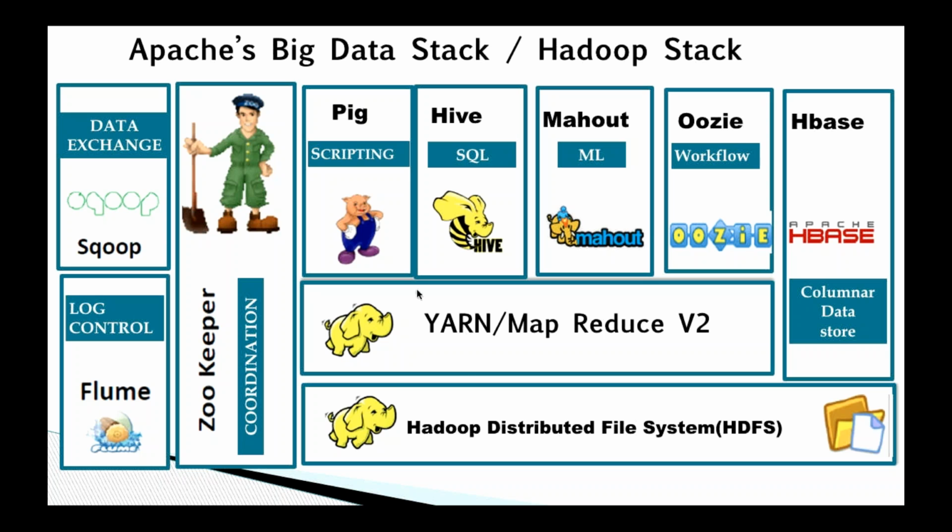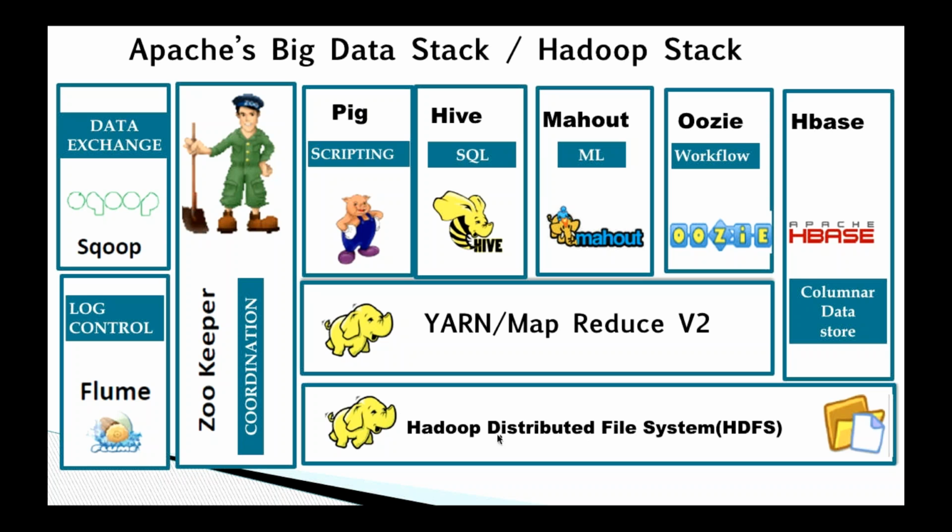So this is the Hadoop ecosystem, the Hadoop stack. What we'll be dealing with is these components. So one by one, I'll just give you the overview of what these components are. So core Hadoop consists of two main things, that is the storage and the processing. The storage part is the HDFS and the processing part is the MapReduce.